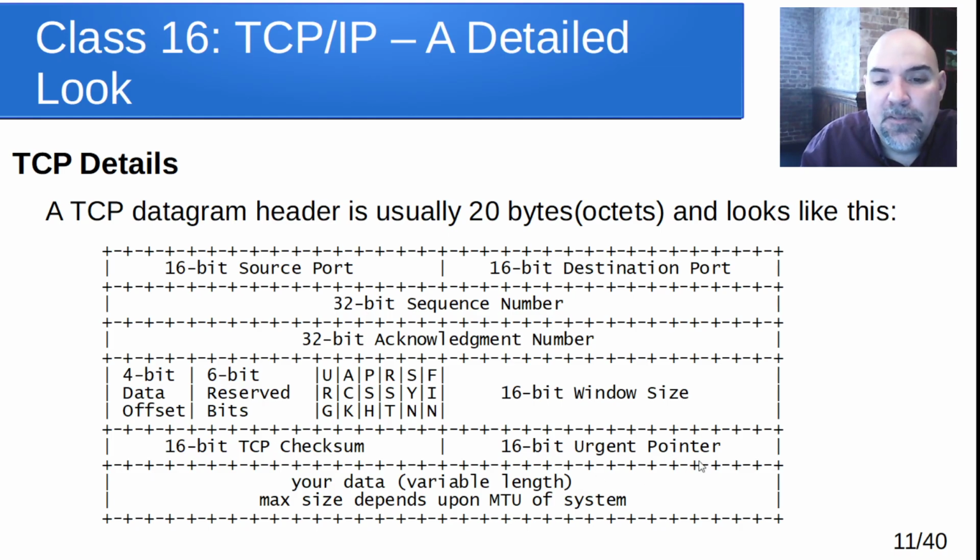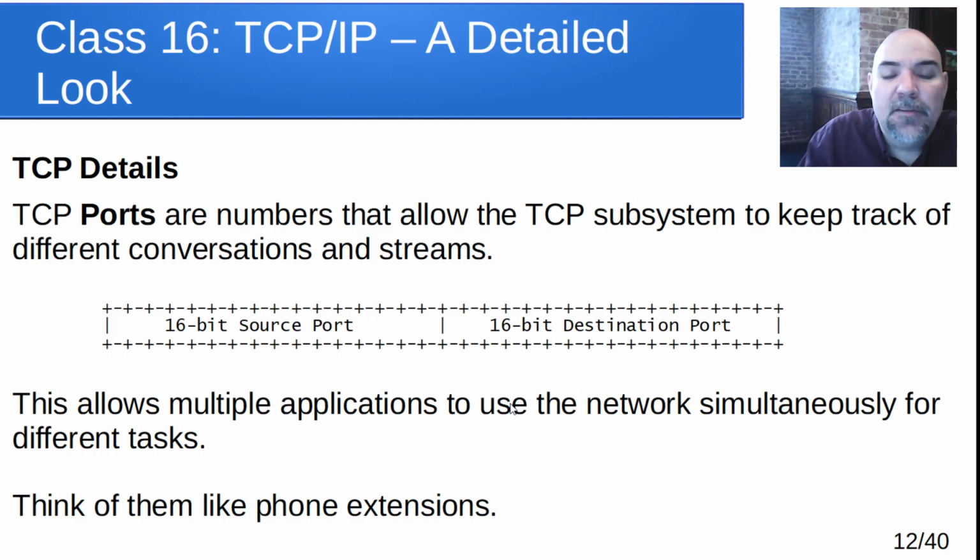So in other words, this 20-byte header is just added on to the data that's being sent. And this data that's being sent is variable length. It could be 1 byte. It could be more bytes. But all of that has this header attached on the front of it. All right, so let's look at those in detail.